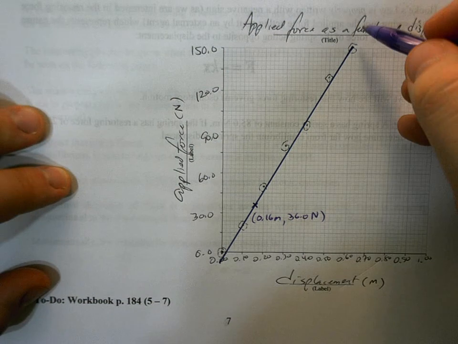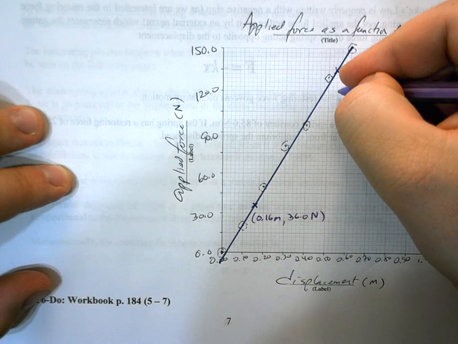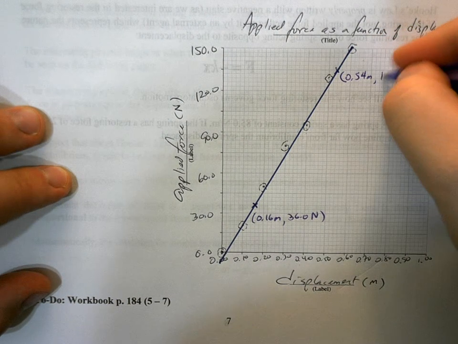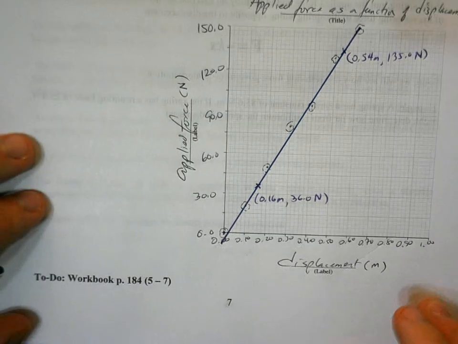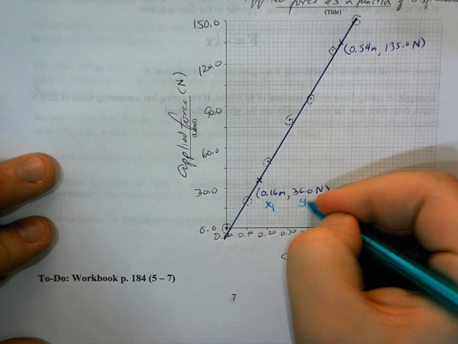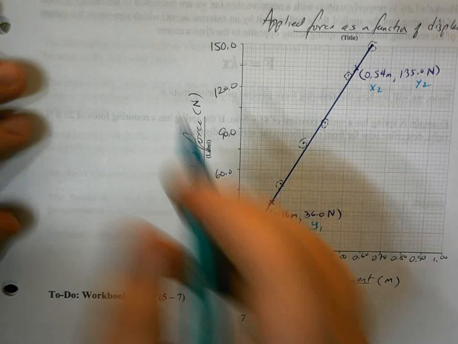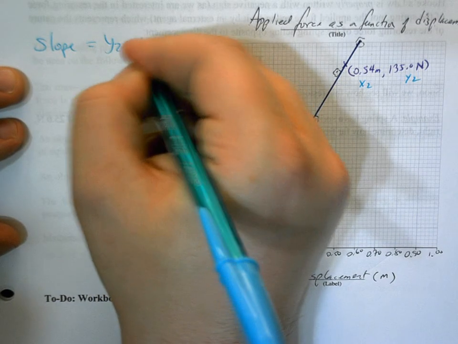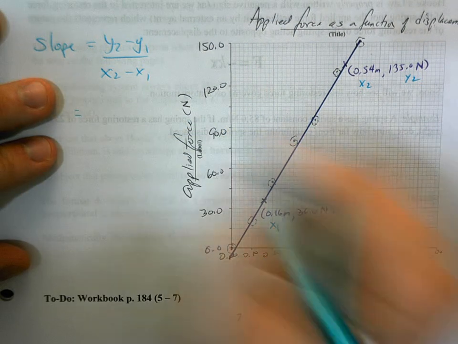And then up here, what do I have? I have this point here. So that is the point, 0.54 meters and 135 newtons. So I have my 2 points on this line of best fit. So you know this could be my x1, my y1, my x2, and y2. So this is going to allow me to calculate the slope. So we know that the slope is just going to be y2 minus y1 over x2 minus x1. So let's calculate that slope.